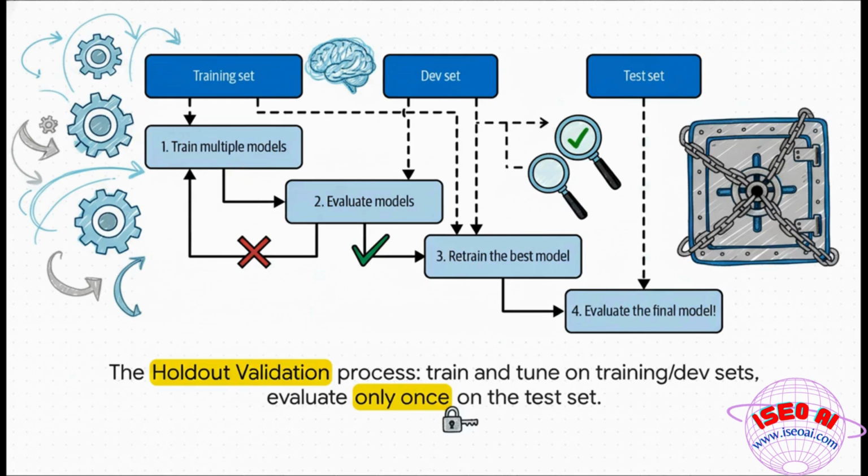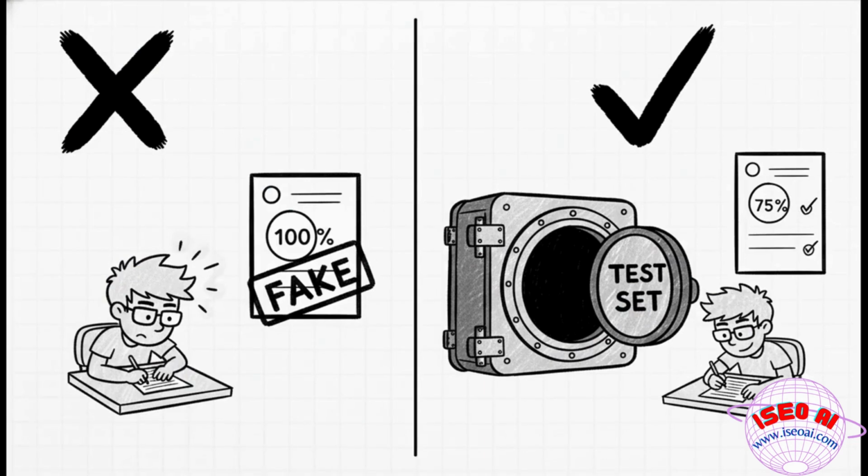It keeps us honest. And this is the absolute golden rule. Using that test set to help you tune your model is like giving a student the final exam questions a week before the test. Sure, they'll get 100%, but it's a completely fake result. That test set has one job, and one job only, to give our model its final, unbiased grade.